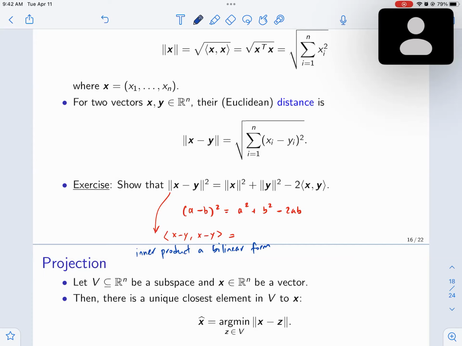So what I mean is that it's linear in both elements. So if I fix this, it's linear in this part. So for example, if I have x and u plus v, these are all vectors, the inner product would expand like this, x and u plus x and v. The same goes if I do the other way around. So if I do u plus v and x, it gives me u x plus v x.